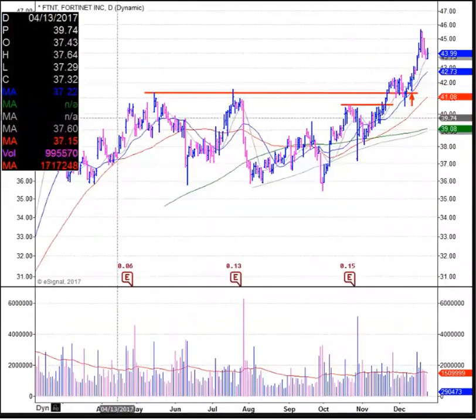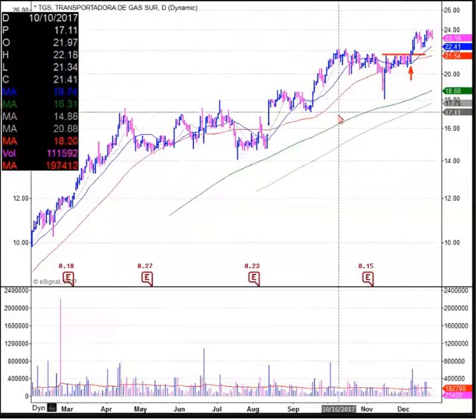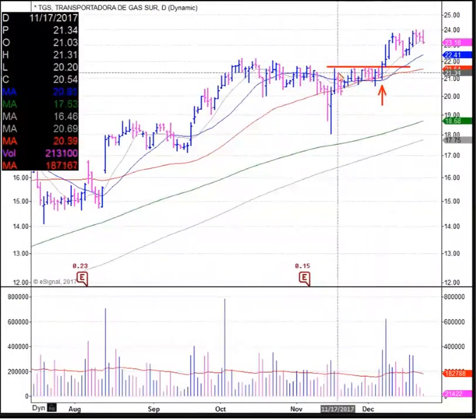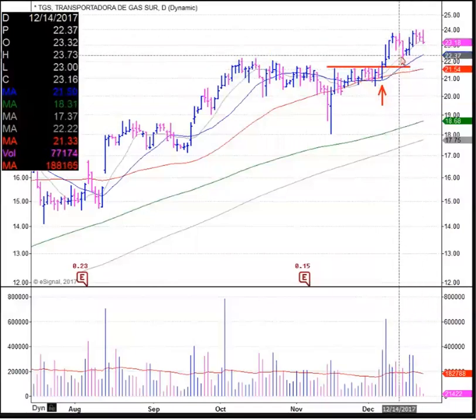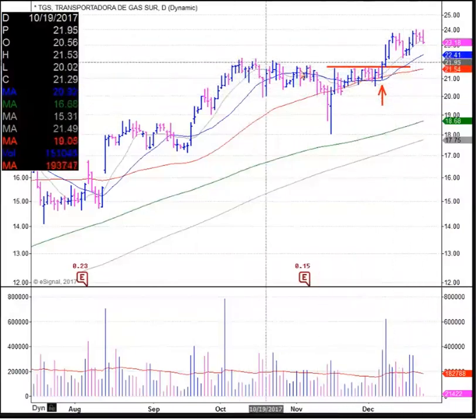TGS. See here? Look how tight it is. This is a little cheat area, right? It just comes out, and now it doesn't form another pivot. It was too close to the old high. So, very tight area.